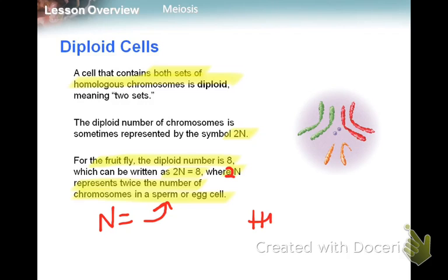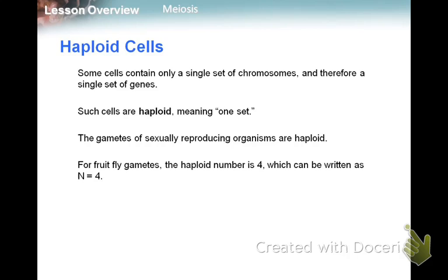Diploid number for humans is 46. You'll get to know that number pretty well. So we have 23 pairs of chromosomes in humans.